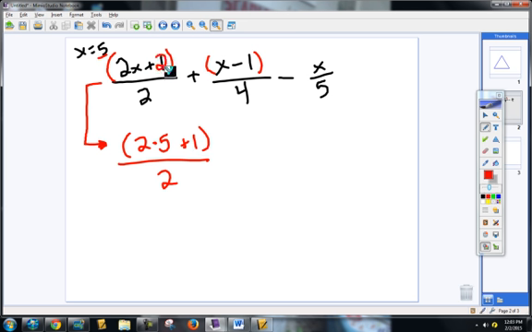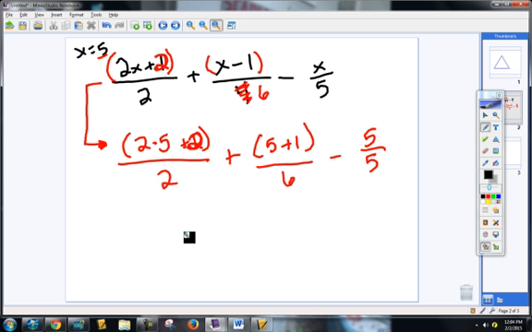I'm going to make this plus 2 just for the sake of it being a whole number. Make it plus 2, plus 5 plus 1. I'm going to make this a 6 just for the sake of it being a whole number. Okay, just so that we don't have to worry about it too much. And then 5 over 5. Okay? Now, have I even done really any math yet?